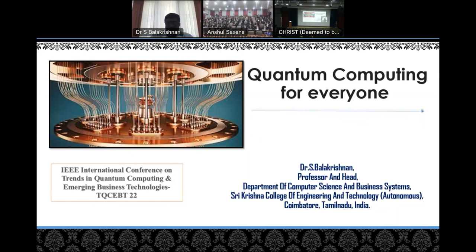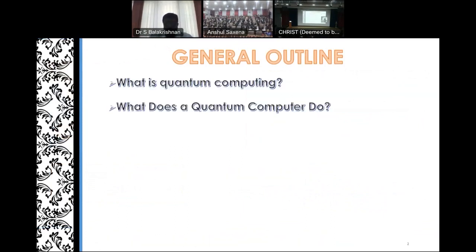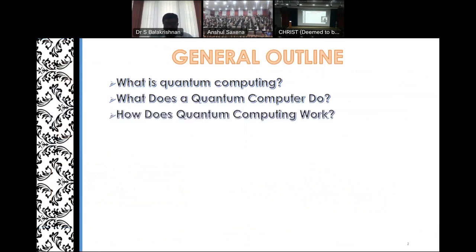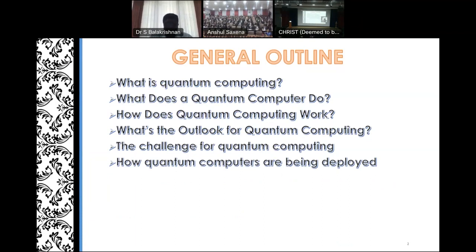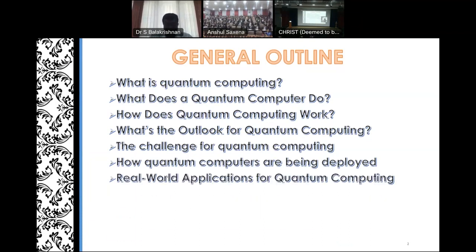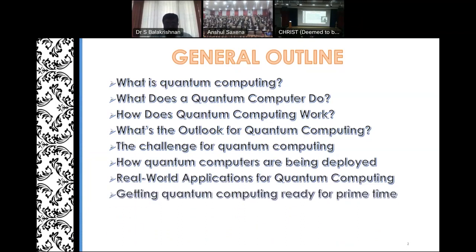So the overview of today's session covers: what is quantum computing and what does a quantum computer do, how does quantum computing work, what's the outlook for quantum computing, what are the challenges for quantum computing, how quantum computers are being deployed, what are the real world applications, how we are getting quantum computing ready for prime time, and finally I will conclude my session with final thoughts. So this is the overview of today's session.